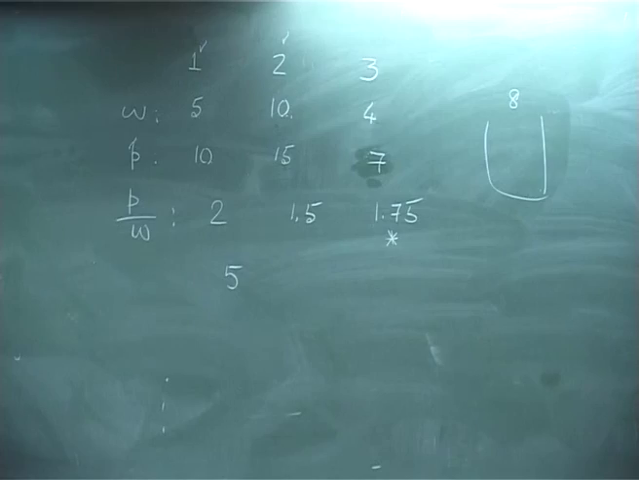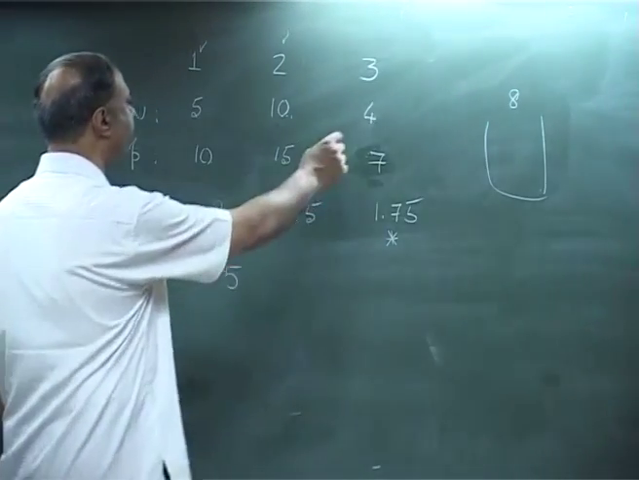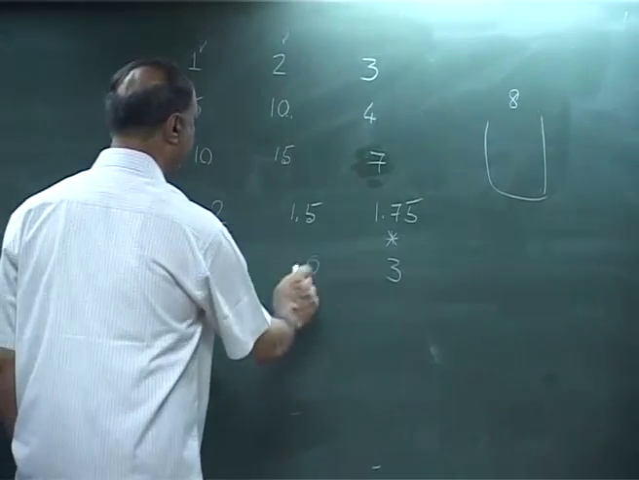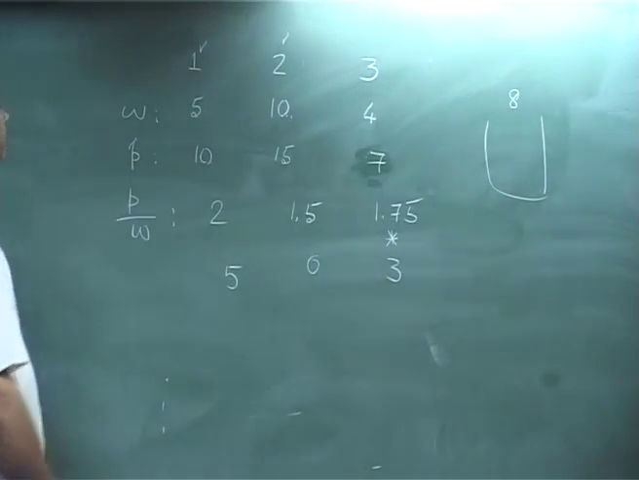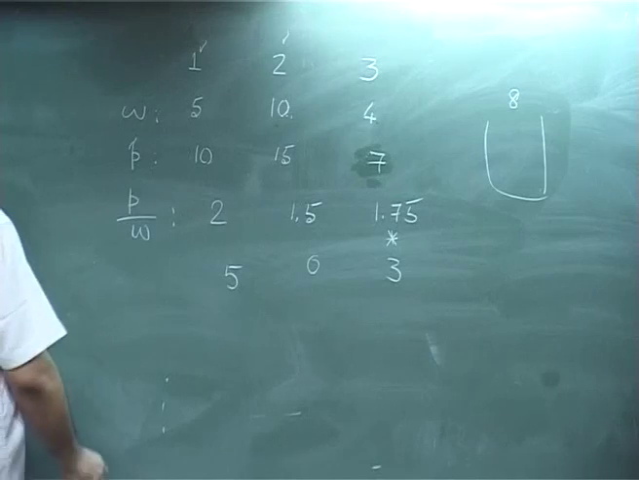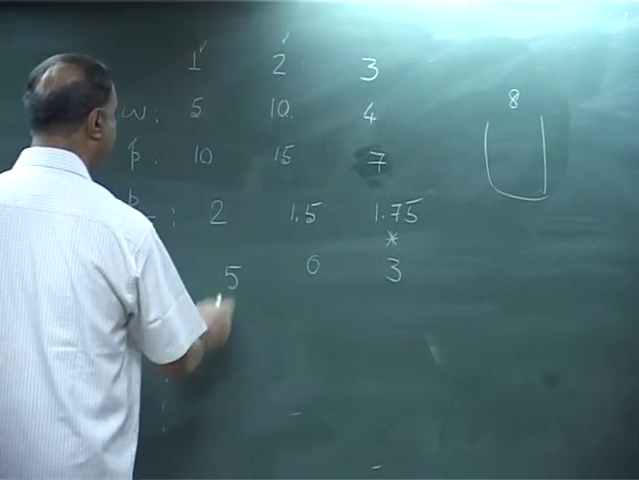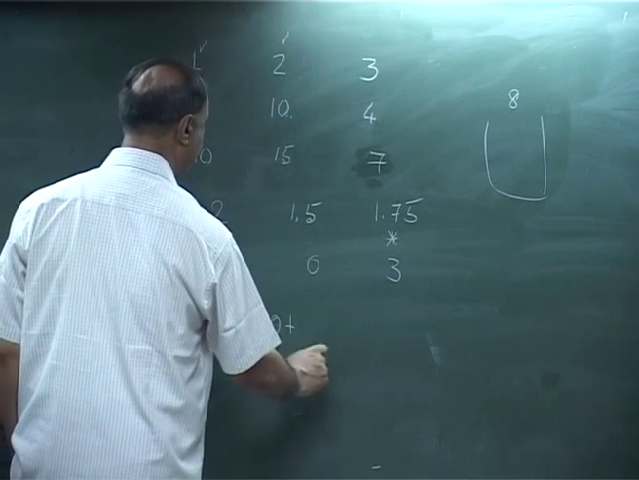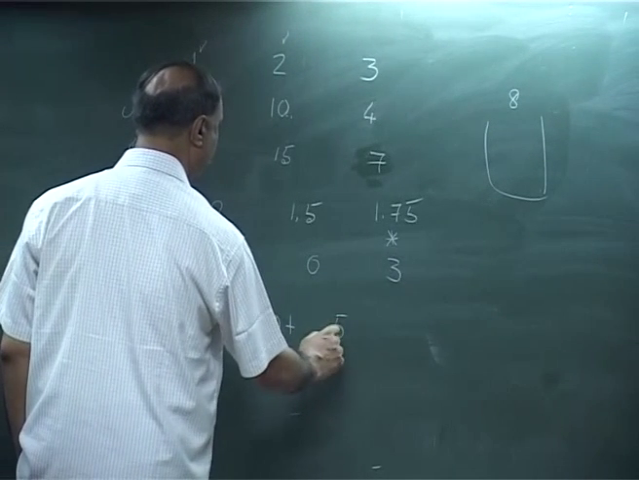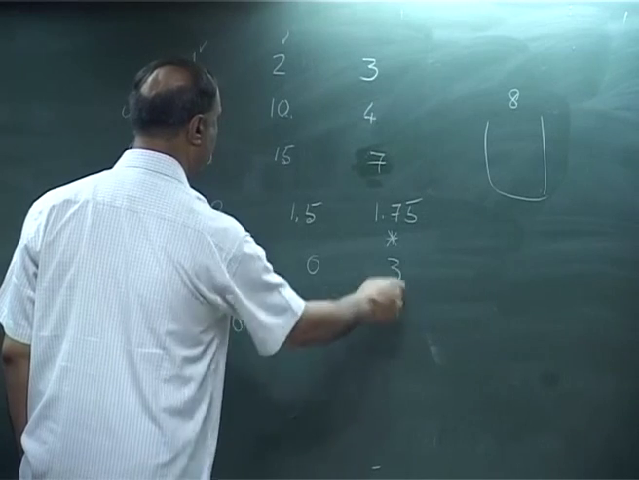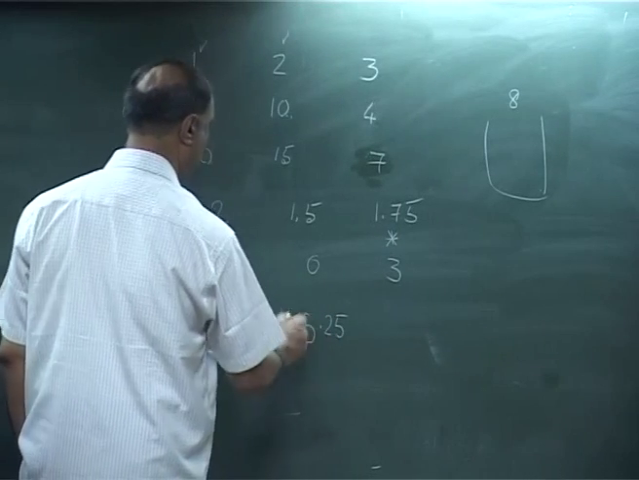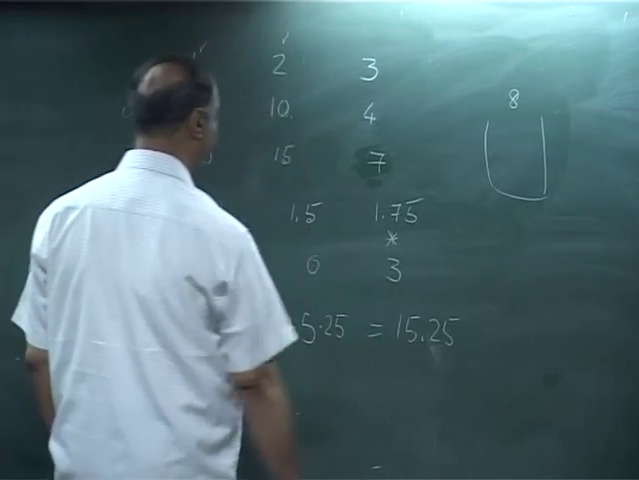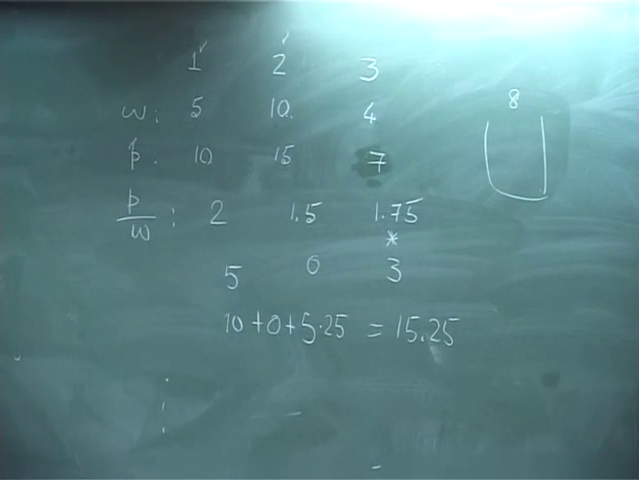So what I should do is take 3 units directly from here, and 0 units from here, so that you get the maximum profit. If your selection is like that, then your earned profit is 10 plus 0 plus the remaining part, so you earn a profit of 15.25, which is the maximum profit you can earn.